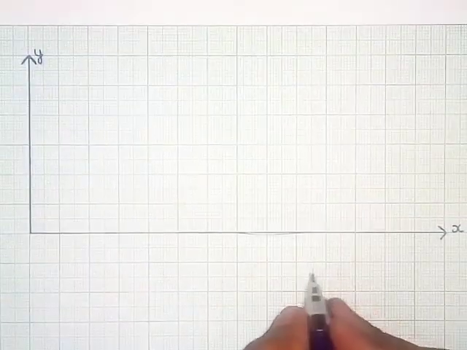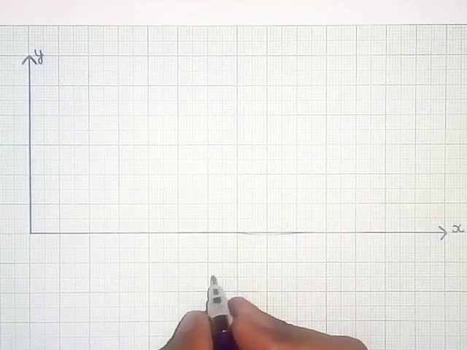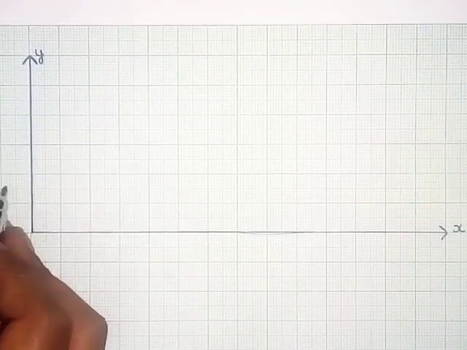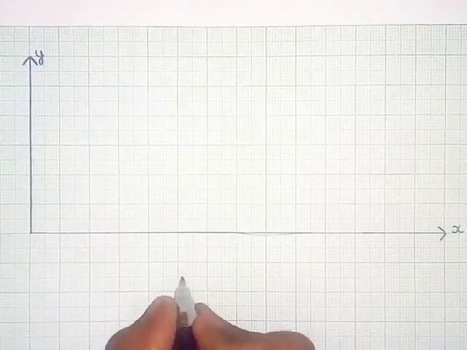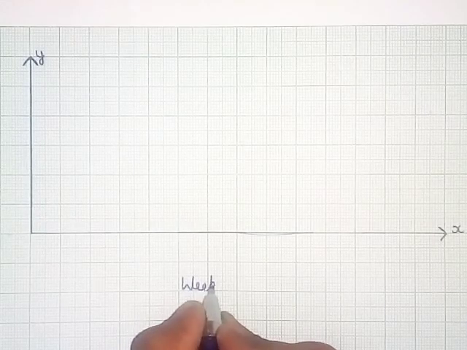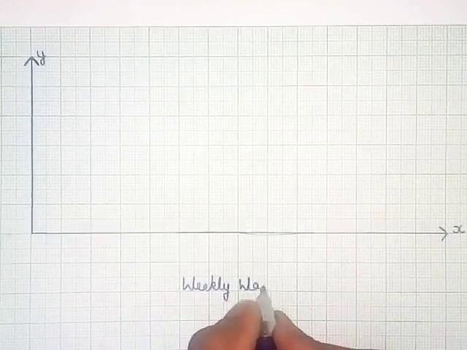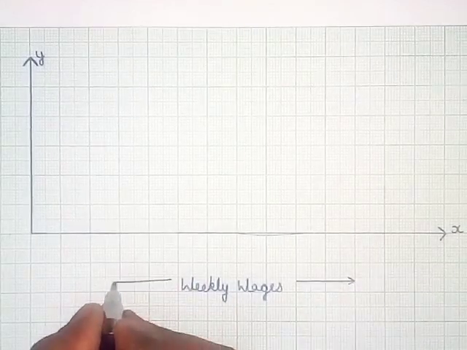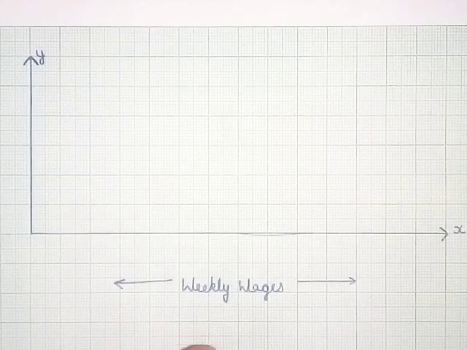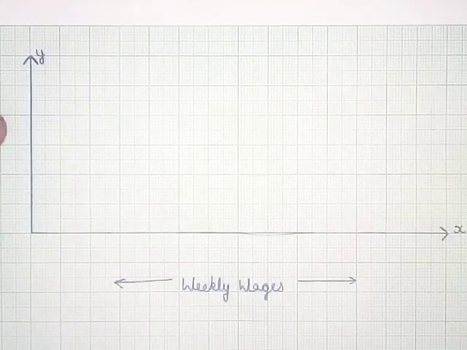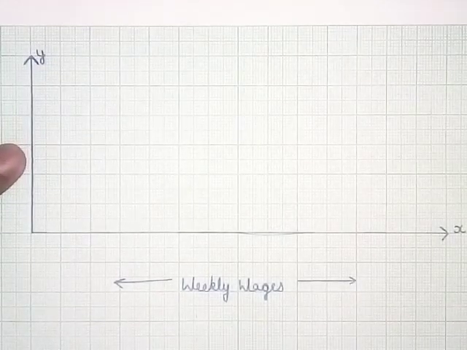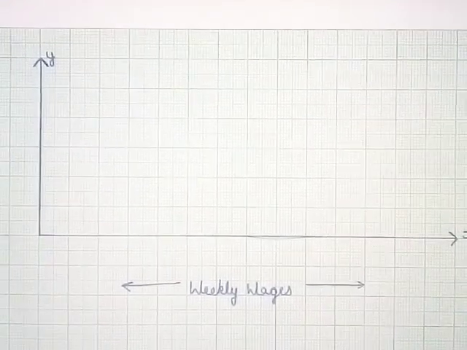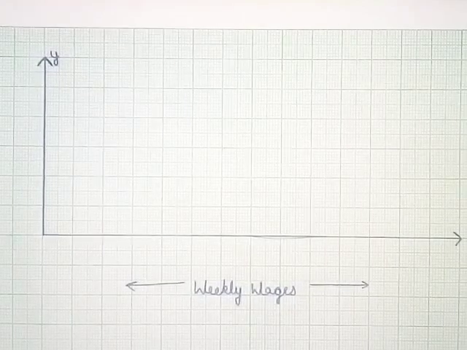Now here we will put the weekly wages and here we will put the frequency. So let's see, here we will write weekly wages and draw arrows like this. Friends, if you make the histogram like this, you will get full marks. I guarantee you. Here we will write frequency.